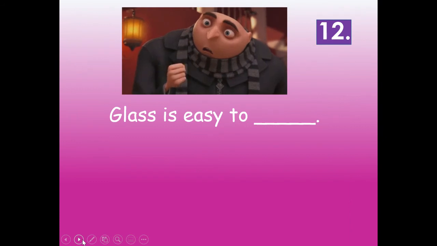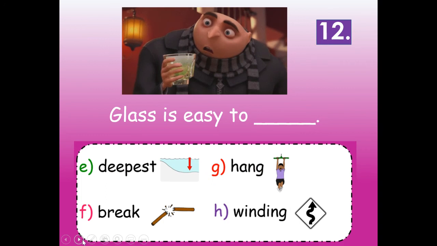Number 12. Glass is easy to blank. Glass is easy to deepest. Glass is easy to break. Glass is easy to hang. Glass is easy to winding. What makes sense given where the word is in the sentence and our picture clue? Glass is easy to break.